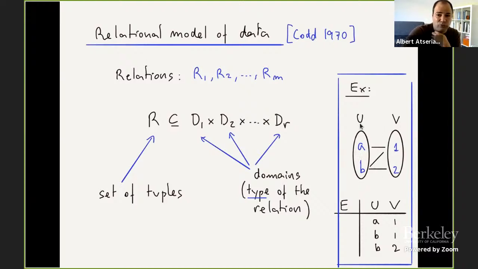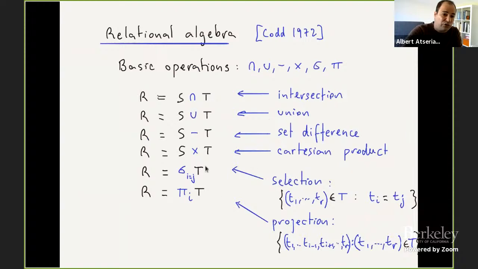You have a bipartite graph. You have two types of vertices, from some string domain and from some numeric domain. And then you have some relation between them, and that relation is the edge relation in the bipartite graph. So in this example, the three relations would be the set of vertices U, the set of vertices V, and the edge relation E itself. So Codd said, let's represent databases this way, with relations. And in fact, he acknowledges that this goes back to Tarski and his algebra of relations, and he introduces the concept of relational algebra, crediting Tarski for it.